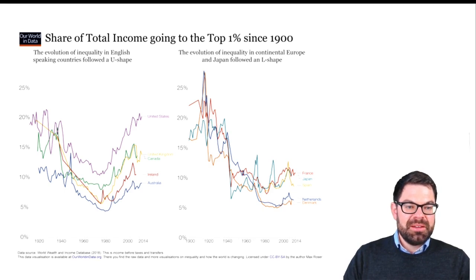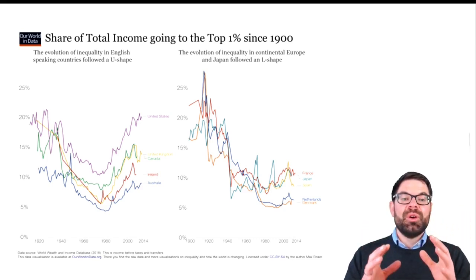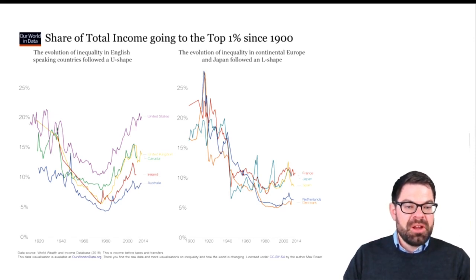You can see here the famous U curve in income concentration. So the income share of the top 1% of earners was very high before World War II. So here you can see, for example, in the UK, that's the yellow line here, the top 1% of all people in the UK in terms of income had an income share of 20%. And they're not quite up there again, but they're pretty much up there.